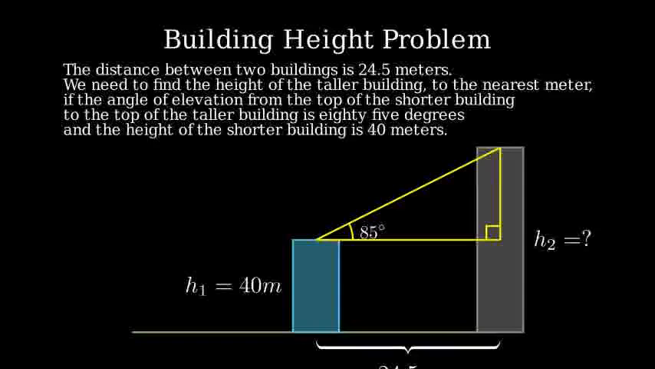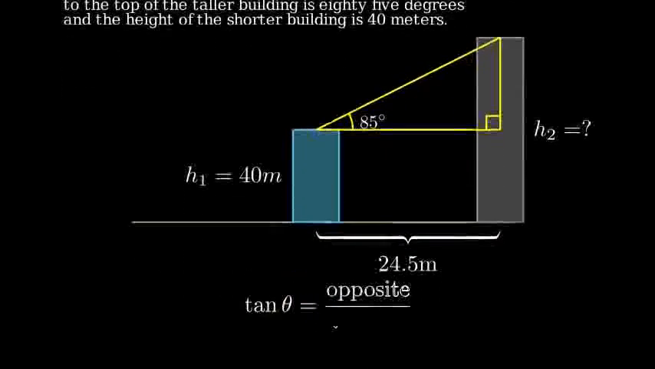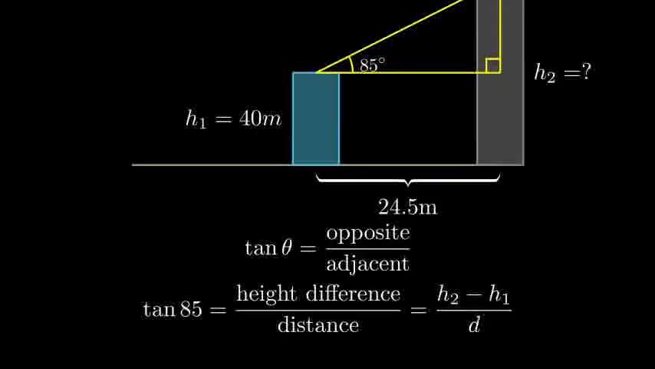Let's see if we have a trig function that we can use to solve this problem. Given we want to find the length of the triangle that is part of the height of the tallest building, we can see that it is opposite our angle of 85 degrees. Therefore, we should use the tangent, which is the ratio of the opposite side to the adjacent side in a right triangle. In our case, the opposite side is the difference in height between the two buildings, h2 minus h1. The adjacent side is the distance between the buildings, d.